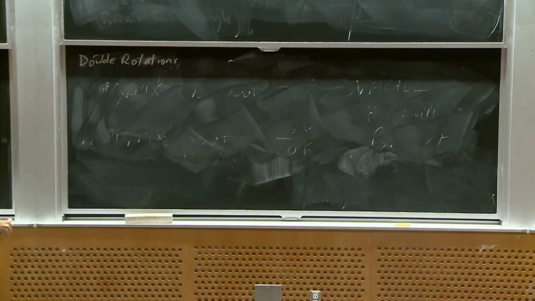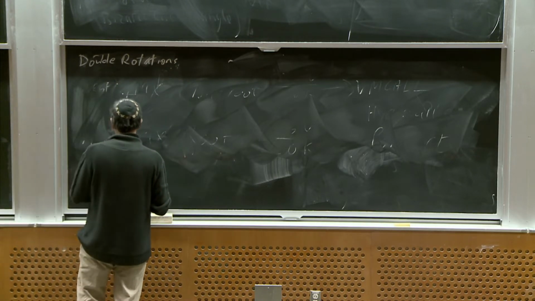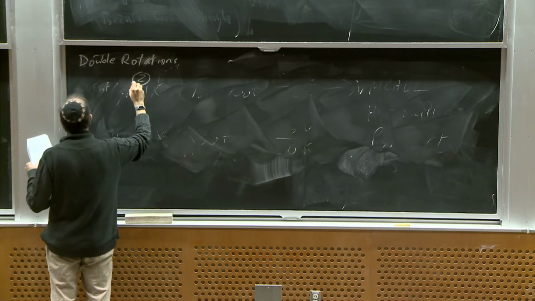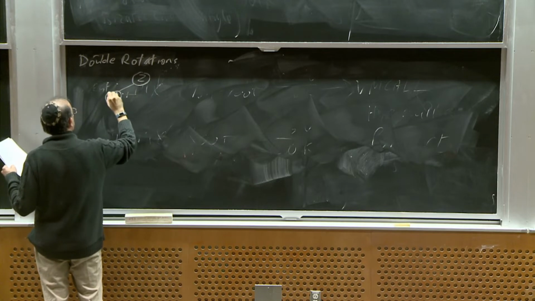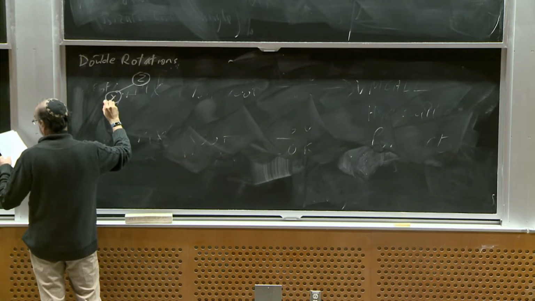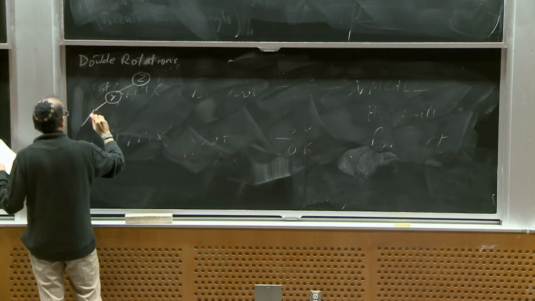Now there are two types of double rotations because things get more complicated if you are looking at two layers of rotation. So here is one starting position.